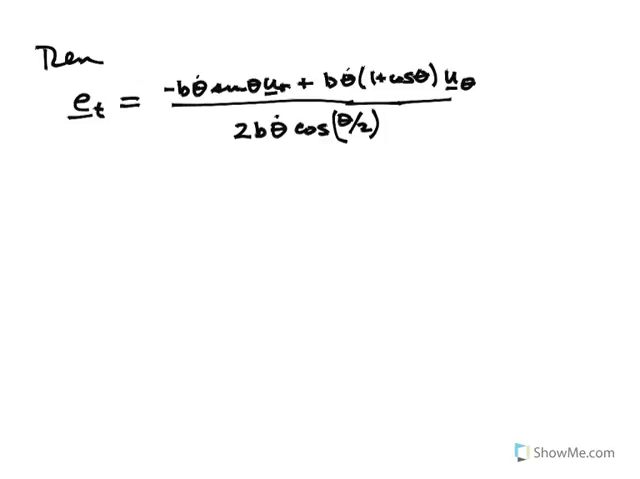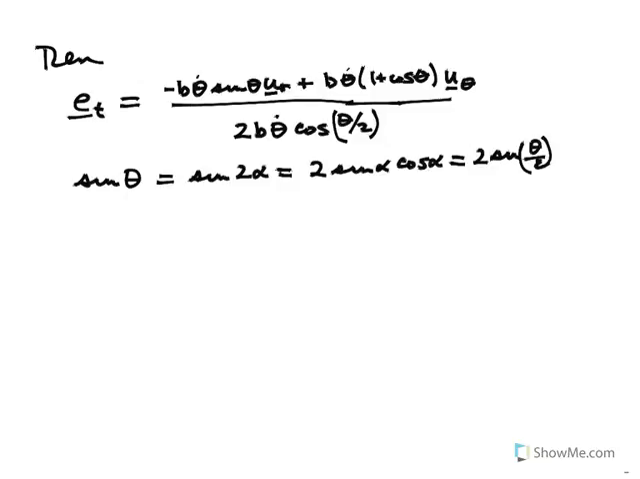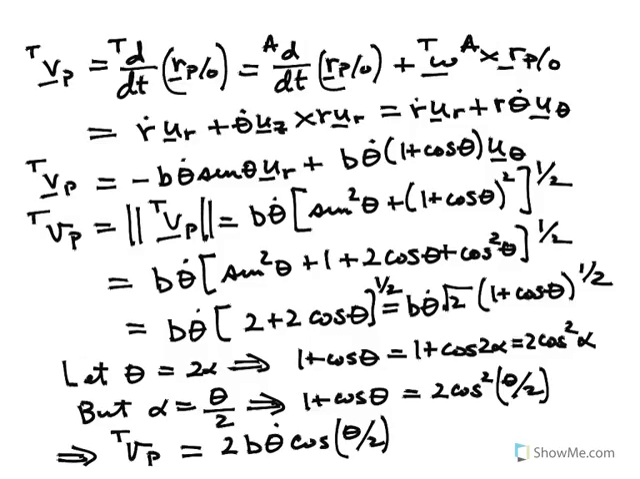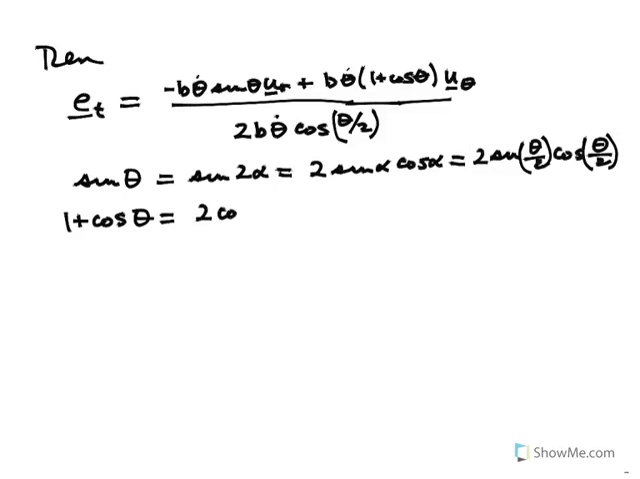But I can make another substitution here, which is that the sine of theta is equal to the sine of 2 alpha, which is equal to 2 times the sine of alpha times the cosine of alpha, which is equal to 2 times the sine of theta over 2 times the cosine of theta over 2. And also using the fact that 1 plus the cosine of theta is equal to 2 cosine squared theta over 2.